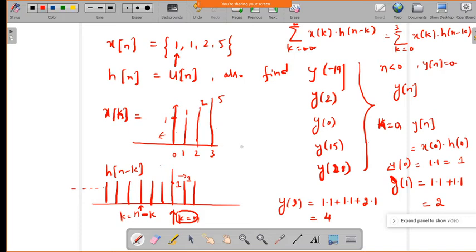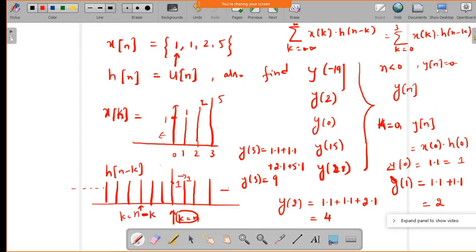Okay. So similarly, what is y of 3? Again it is shifted by one more sample. Since it is an infinite sequence, it is shifted by one unit each time. So now you will get 1 into 1 plus 1 into 1 plus 2 into 1 plus 5 into 1. So y of 3 will be equal to 1 plus 1 is 2, 2 plus 2 is 4, 4 plus 5 is 9.